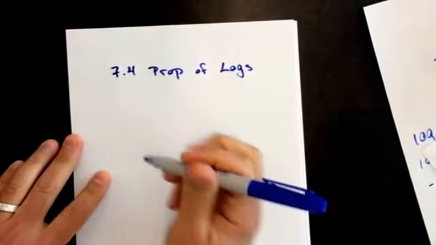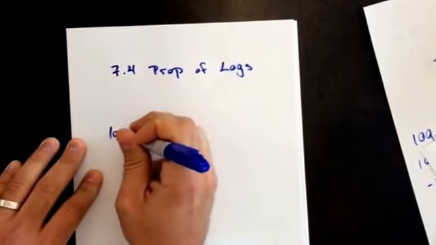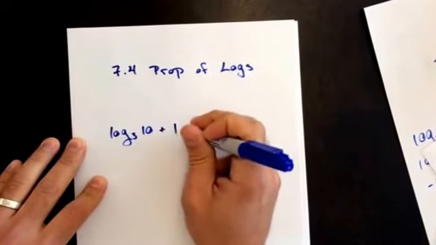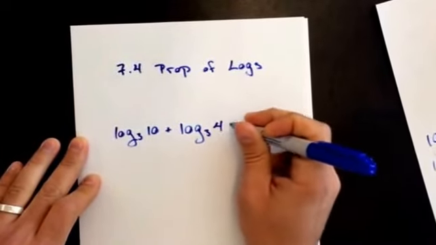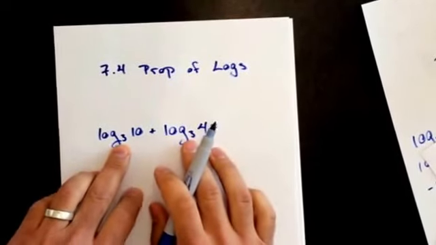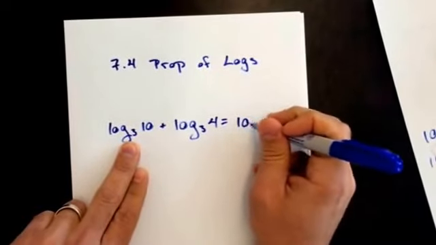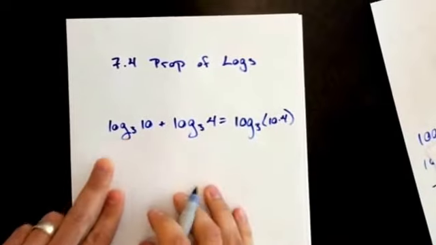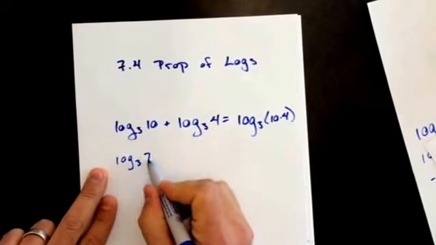What we're looking at is stuff like, if I have the log with base 3 of 10 plus the log base 3 of 4, I can combine this to make it one log, but this only works when they have the same base. So because these both have the same base, my answer is going to be the log base 3 of 10 times 4. This will always be the case. When they're the same bases and you're adding them, you're going to multiply the two numbers together.